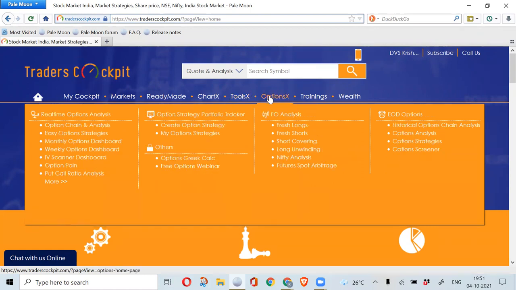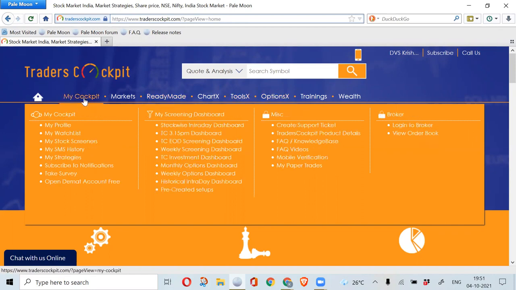futures analysis. Before directly jumping into taking decisions and filtering the stocks, we shall see what My Cockpit consists of. The My Cockpit dashboard will have the complete details like your profile, your watch list of stocks, your stock screeners, and your SMS history, and all your personal details. Whatever your personalized details, you can find them here in the My Cockpit dashboard.